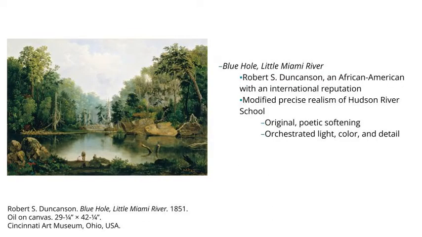However, on the other hand, there are plenty of American landscape painters that weren't white people and were just showing the beauty of the world. For example, Robert S. Duncanson, who was an African-American painter with an international reputation. And this is the painting Blue Hole, Little Miami River by Duncanson, in which he modified the very precise realism of the Hudson River School style of art, and instead used a sort of original poetic softening of the space and orchestrated light, color, and detail.